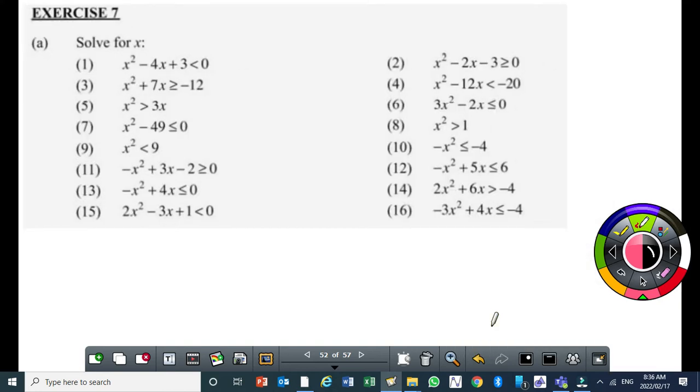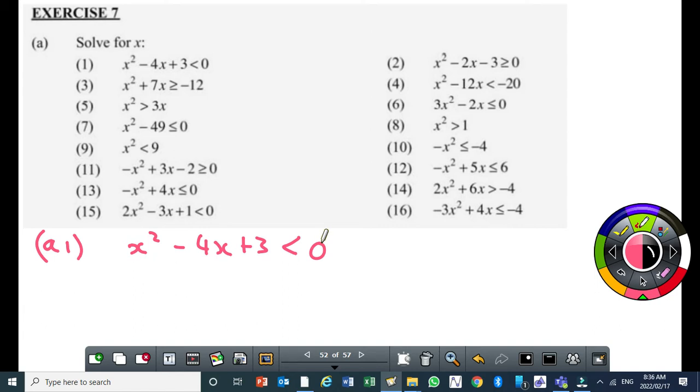Okay, let's start with the first one, A1. Right, so if you are given x squared minus 4x plus 3 is less than 0, I'm going to teach you the number line method first. Then maybe I can also use the graphing method as well. Right, so here, this is an inequality.